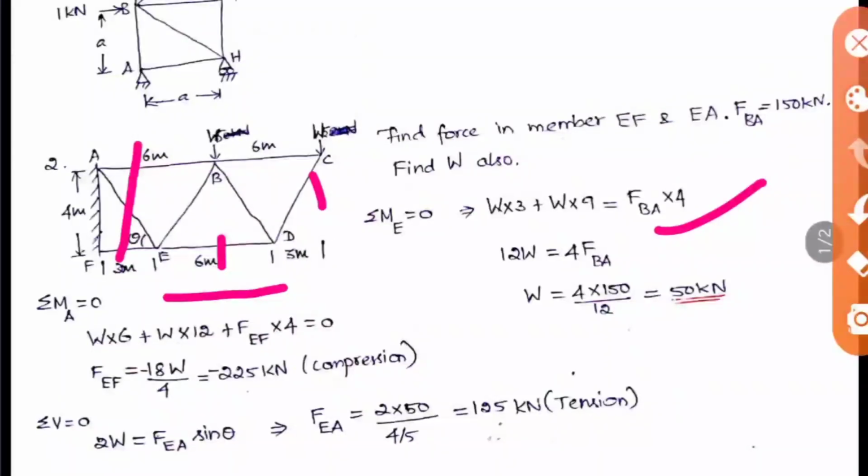When you solve this, you will be getting 12W is equal to 4 FBA. For FBA, the answer is already given to us. It is 150, so W will be equal to 50 kilonewton. So we have found the W value now.